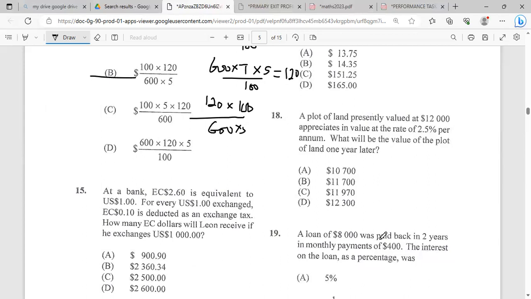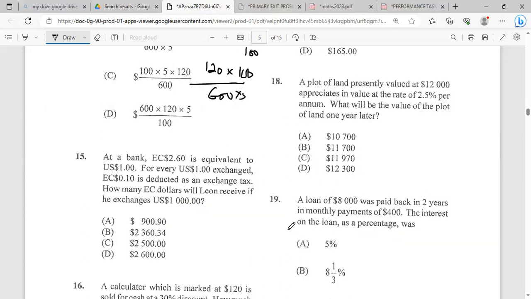All right, so it says, at a bank, Eastern Caribbean $2.60 is equivalent to $1 US. For every $1 exchanged, EC $0.10 is deducted as an exchange tax. How many EC dollars will Leon receive if he exchanges US $1,000? So let's put things in perspective. So we know that $1 is equal to $2.60 Eastern Caribbean.